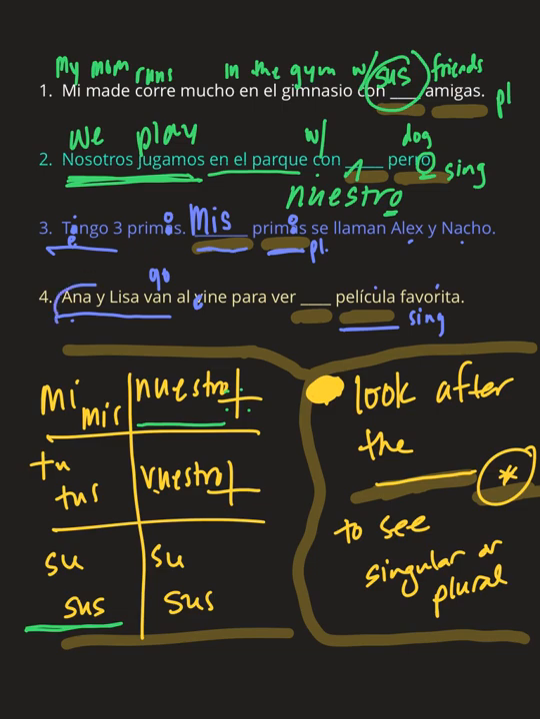Ana y Lisa, that's our clue, right down here. 2 people, box 6. So Sue or Sus. Well, I know there's more than one person, but that's why we went to box 6. But am I going to pick Sue or Sus? That depends on this, the movie. So singular, it's going to be Sue.